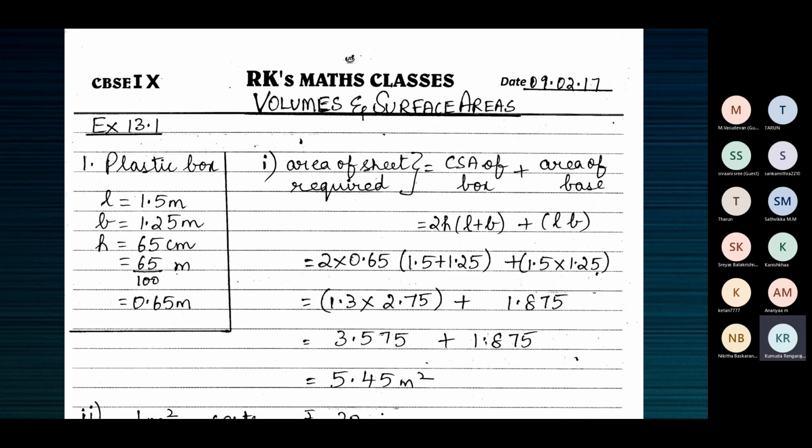It's a box, so at least the bottom has to be covered. It's not mentioned that the bottom is covered, but we understand it's a box, so the bottom has to be covered. What about the top? It's given that the top is open. The top may be closed, may be open, it will be mentioned to you. If it's given it's a solid box, meaning the top is closed. Solid box, the top is also closed.